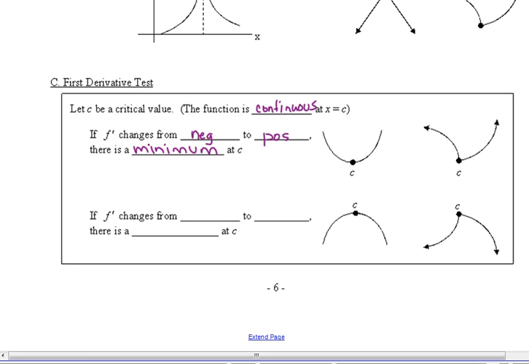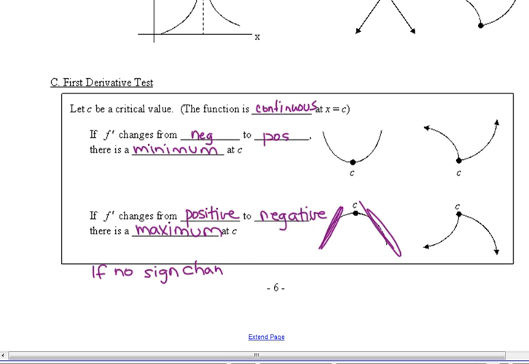Okay, so if our derivative goes from, so here my slope is positive to a slope or a derivative that's negative, then we're going to have at C, what will C be? A maximum. Okay, if your derivative does not sign change, then it has no max or min. So if there's no sign change, then no max or min.